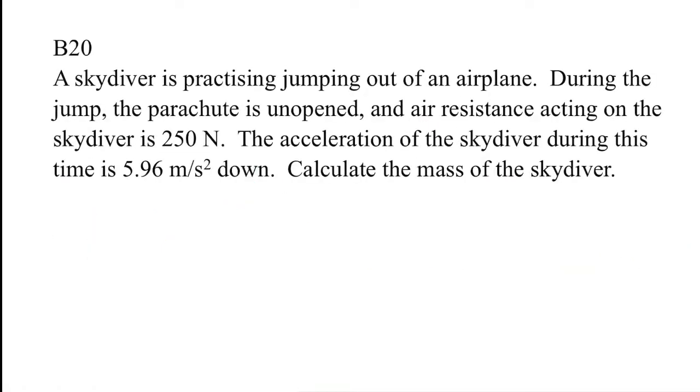Okay, I'm going to do one more example with you here, just to get those vertical dynamics again. I want to show you that there's more than just normal force that can be pointing upwards. So we have a skydiver practicing jumping out of an airplane. During the jump, the parachute is unopened, and the air resistance, finally we get to deal with a little bit of air resistance, acting on the skydiver is 250 newtons. So the acceleration of the skydiver during this time is 5.96 meters per second squared down. So we want to calculate the mass of this skydiver.